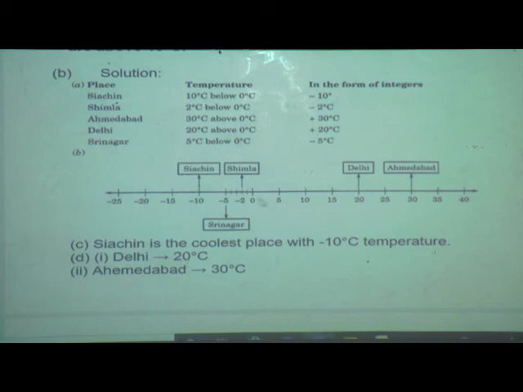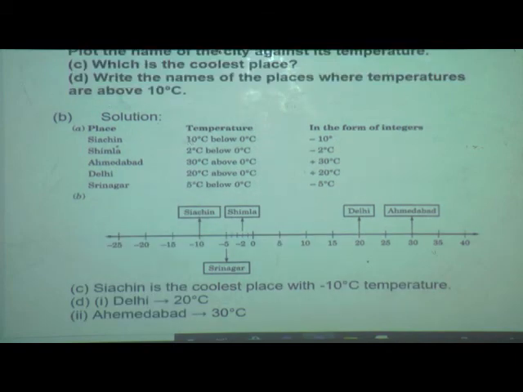As we know, students, from the number line, if we move towards the left side, the numbers are in decreasing order. As we move towards the left side from 0, the numbers are in decreasing order. So the coolest place is Siachen, which is having the temperature minus 10 degrees centigrade. Siachen is the coolest place with minus 10 degrees centigrade temperature. Okay.